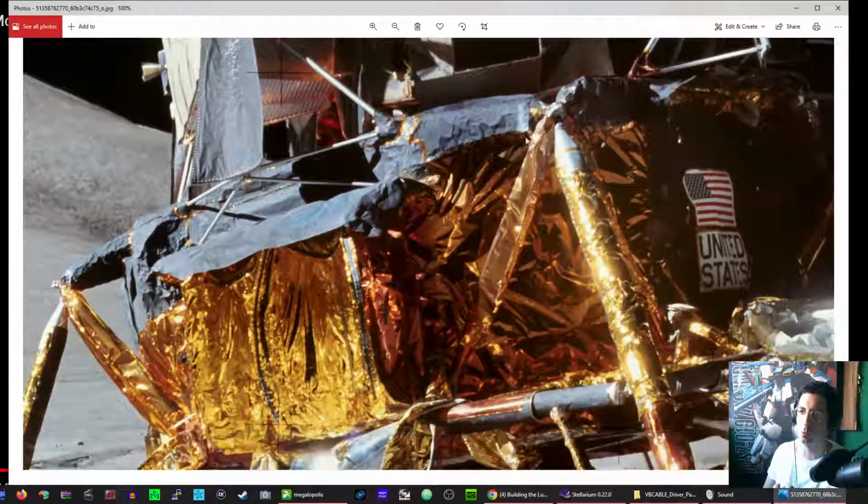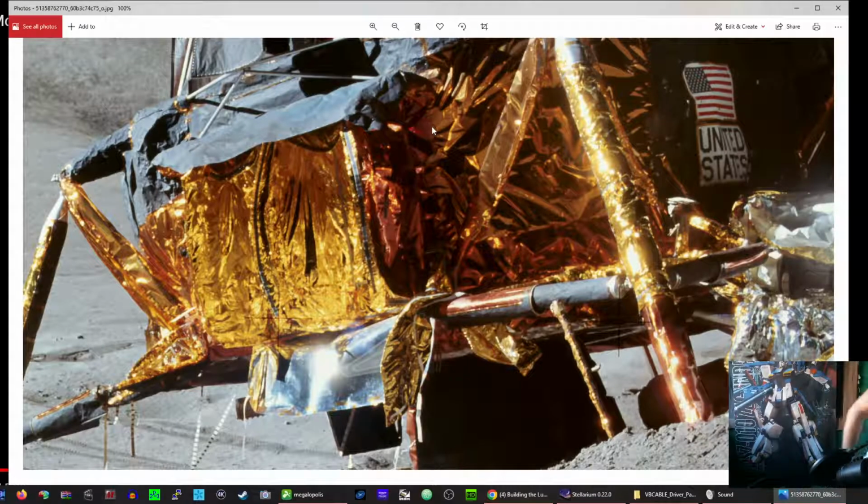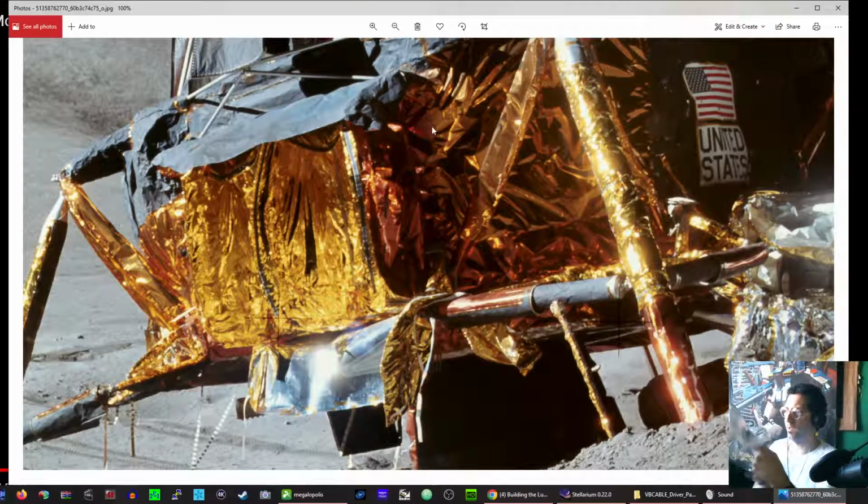Now, what about this gold foil stuff here? Well, it's not really gold foil. This is Mylar. Mylar blanket, Mylar film. This stuff will make you feel warm in like half a second. I'm already sweating bullets from putting this on. Nah, but it's pretty warm.